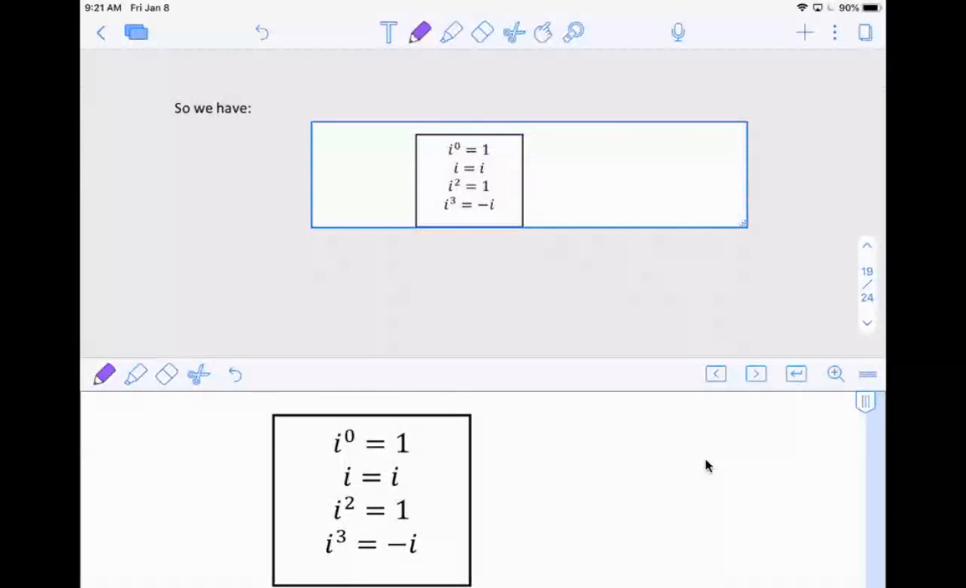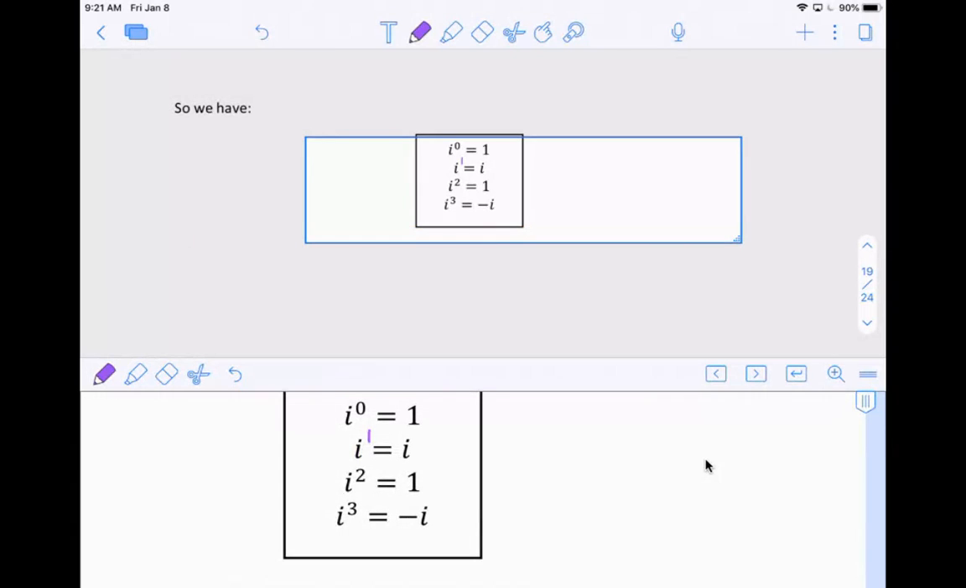i to the 0 is equal to 1. i to the first is equal to i. i to the second is equal to -1, and i to the third is equal to -i. If you want, you can add the fourth one. i to the fourth is equal to 1. But then notice that this and this are suddenly the same. I wonder what happens when we take i to the fifth power.